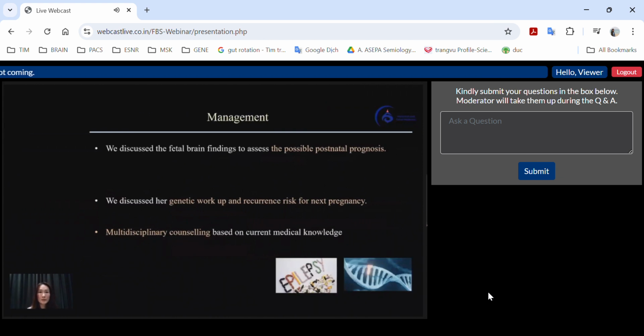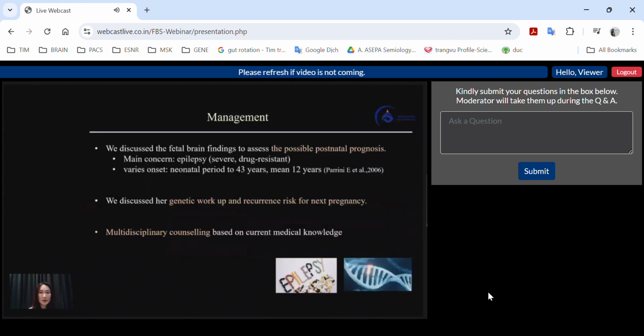So what did we do? We talked about the fetal brain findings to predict the postnatal outcome. Key factors include severity, fetal gender, and genetics. The main worry is that 70 to 80% of cases will develop epilepsy, which can start anytime from birth to adulthood. Most will have severe drug-resistant epilepsy, needing targeted treatments.